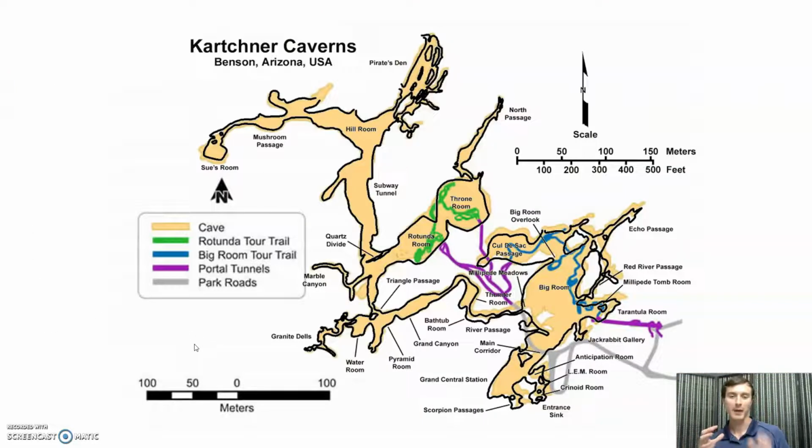So this is a map of what Caverns actually look like. Okay, we have our scale bar down here, so from here to here is about 100 meters. Means that some of these rooms are actually going to be very, very large. I mean, something like this being 50 meters, 150 feet across, is going to be a sizable room here.